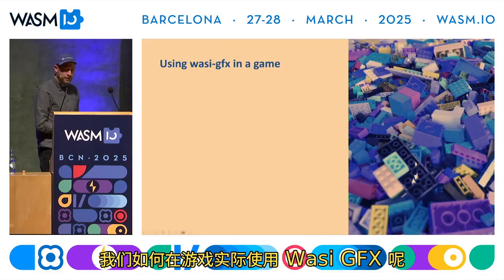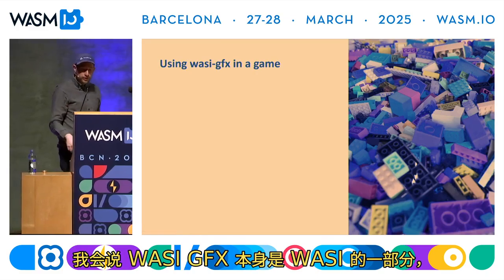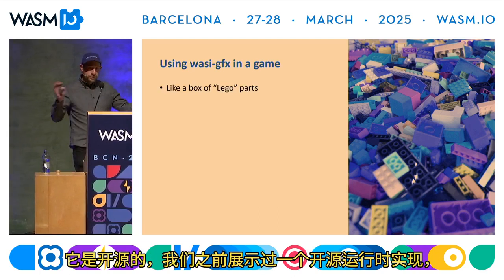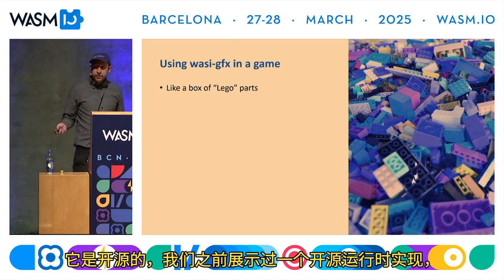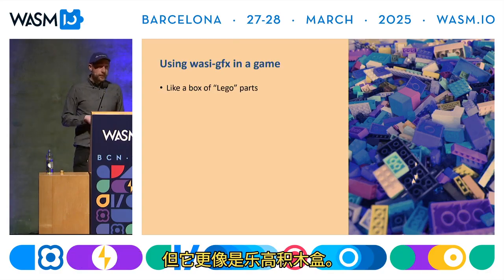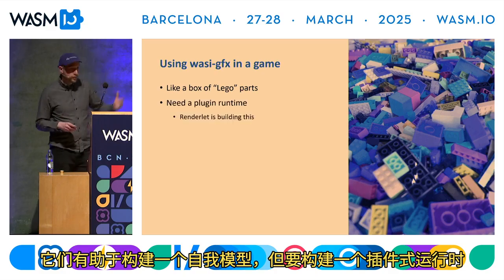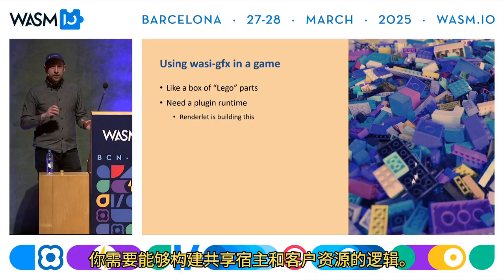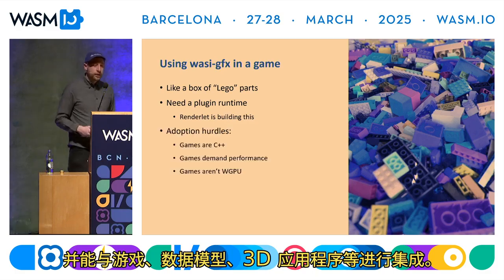OK, so how do we do that? How do we actually use wasi-gfx in a game? I'll say that wasi-gfx itself is a part of WASI, open source. We have an open source runtime implementation we showed before. But it's much like a box of Lego parts. They're useful to build a model out of yourself, but to build a plugin runtime, which we at Renderlet are currently building, you need to be able to build logic for sharing host and guest resources. You need to be able to perform copies, manage state, and integrate with games, data models, 3D apps, etc.